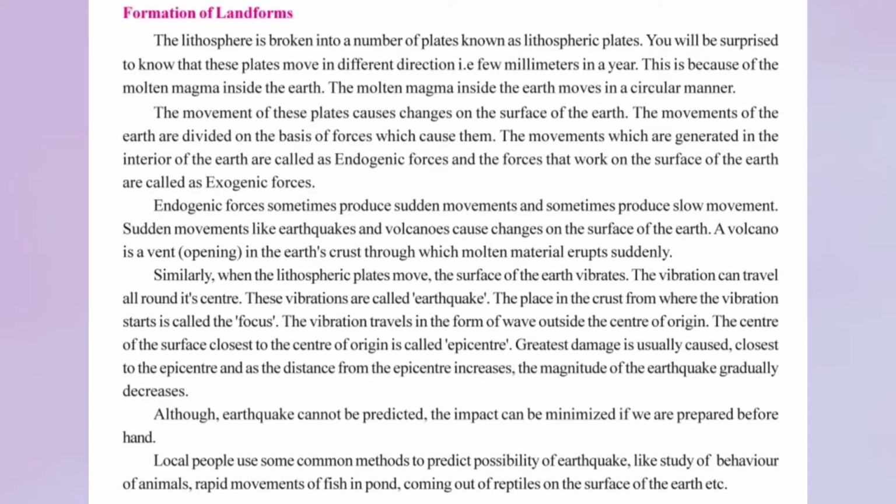As the name suggests, exogenic means outside and endogenic means inside. The kinds of exogenic forces are rivers, wind, sea, and glaciers. Endogenic forces are natural calamities like earthquake, volcano, landslide, etc. This is a very important point. Endogenic forces cause mass destruction, and exogenic forces are naturally occurring and don't cause much destruction compared to endogenic.